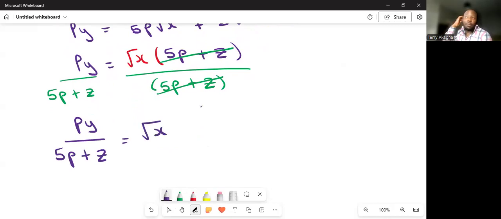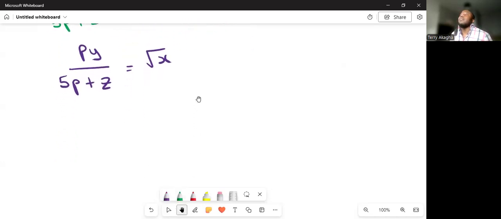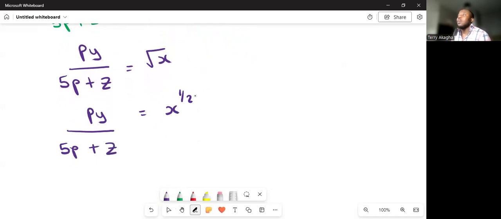Now you have to convert, because we're looking for x, we're not looking for square root of x, so you have to convert this to index form. So it's going to be equal to x raised to the power half, that's square root of x, is going to be py divided by 5p plus z. Now to get rid of this half, I'm going to multiply both sides by 2. Are you seeing it?